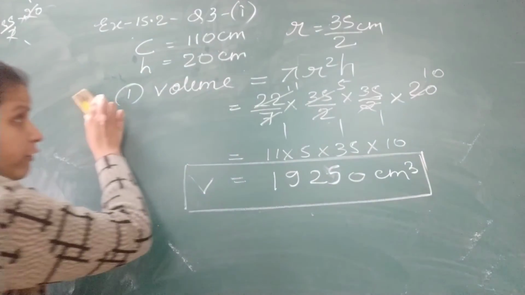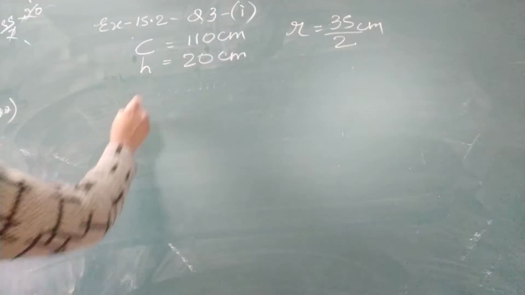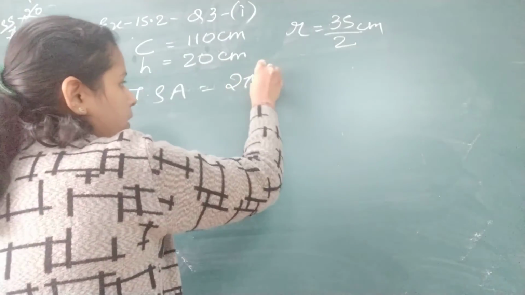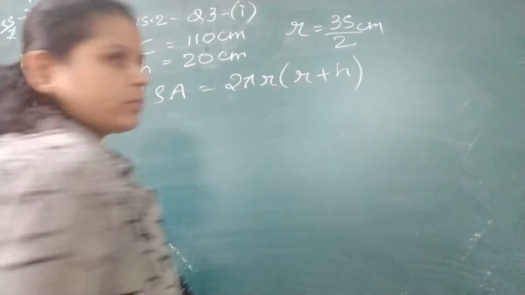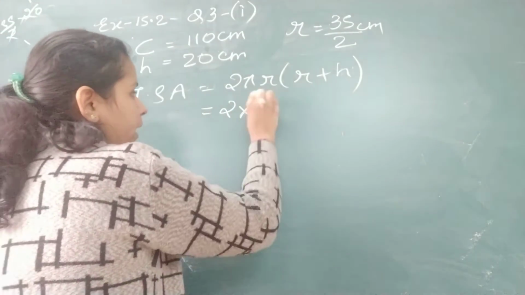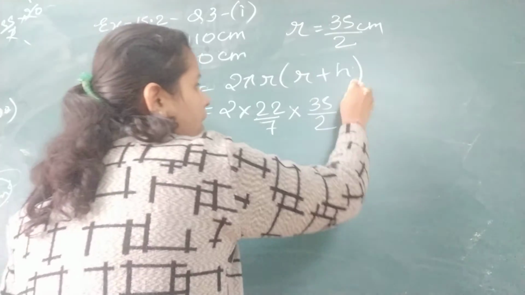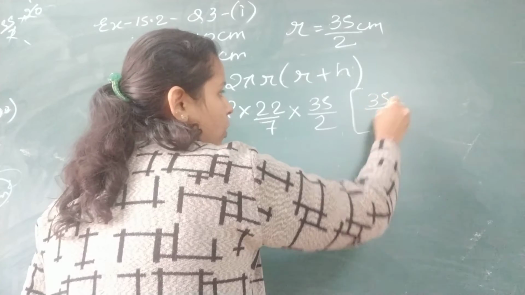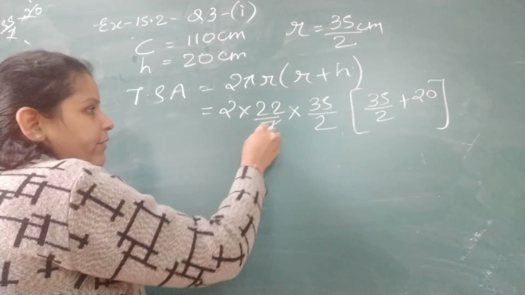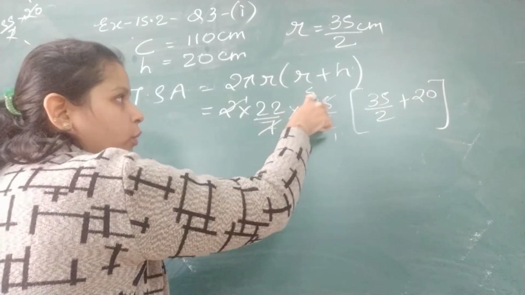Now the next thing you have to find in the question is the total surface area of the cylinder. Okay. The formula for total surface area is 2 pi r (r plus h). Okay, 2 pi r (r plus h). Now, 2, in place of pi 22 by 7, radius is 35 upon 2. Radius is again 35 upon 2 and plus the height is 20. Okay, so 7 ones are 7, 7 fives are 35, 2 ones are 2 and 2 ones are 2. So 22 into 5.